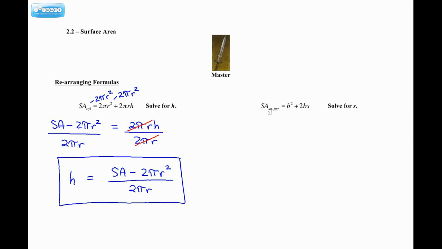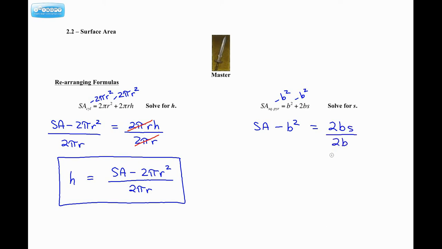Next, this is the formula for the surface area of a solid square pyramid. So you have the base squared plus 2 times b times the slant height. And we're asked to solve for s. So we want to isolate this letter right here. So what I'm going to do is subtract off the b squared from both sides. So the left side becomes surface area minus b squared is equal to positive 2 times b times s.